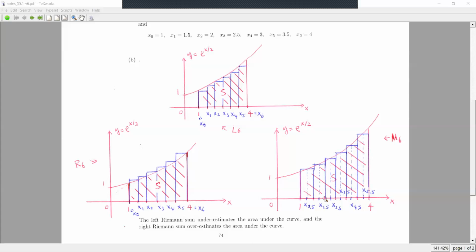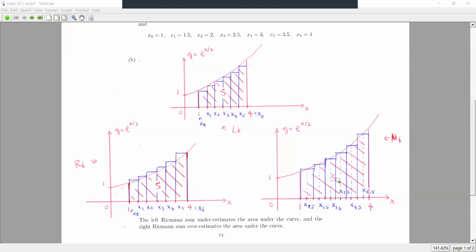Left endpoint here, the value is 2. Right endpoint, the value is 2.5. So the midpoint is 2.25. Yeah, the value of x2.5 is 2.25. Now, use the function value at this point as the height to build a rectangle. And so on, build rectangles over each subinterval.